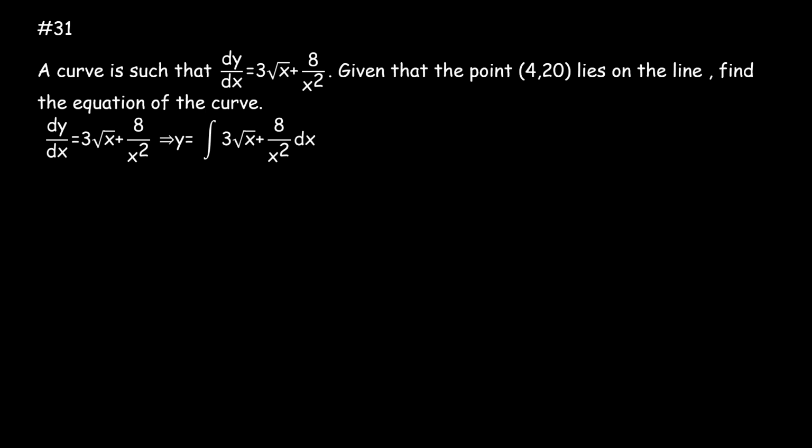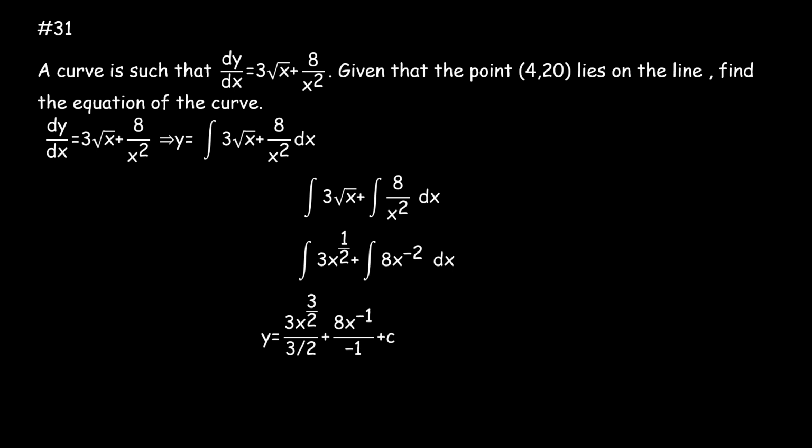So this is pretty simple. The powers of x would be half and negative 2 respectively. This would be 3x to the power half plus 8x to the power minus 2. Add 1 to the powers, divide by the new power. We're going to have 3x to the power 3 over 2 over 3 over 2 plus 8x to the power minus 1 over minus 1 plus c, of course.